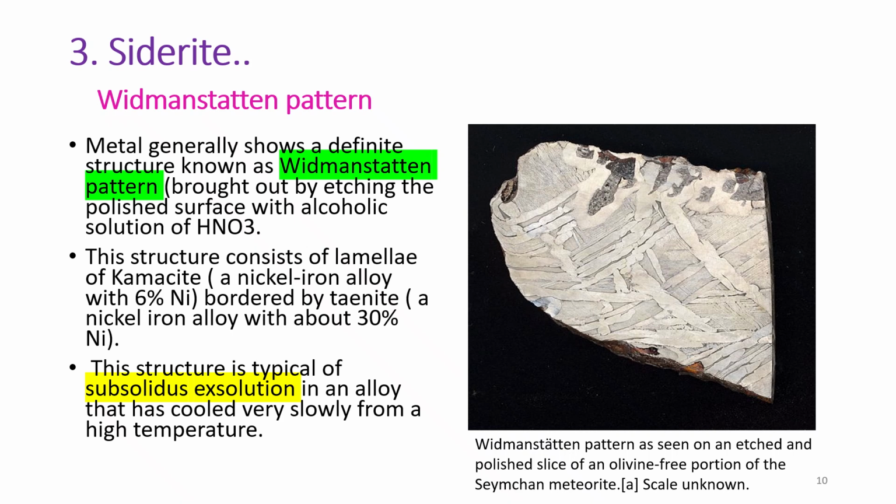And this structure is typical of subsolidus exsolution, which is an alloy that has cooled very slowly from a high temperature. Subsolidus exsolution is a process where a single homogeneous solid solution mineral separates into two or more distinct mineral phases while remaining in the solid state, that means below the solidus temperature. This occurs due to changes in pressure or temperature that make the original solid solution unstable. The separated phases typically form intergrowths such as lamellae within the original mineral structure.